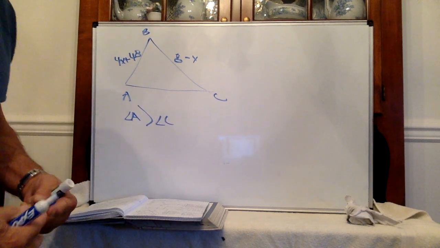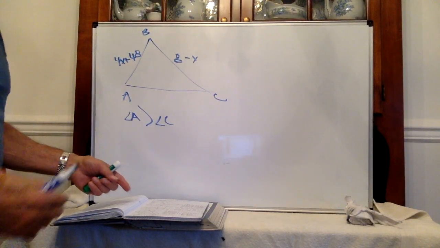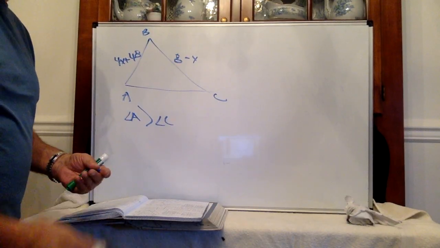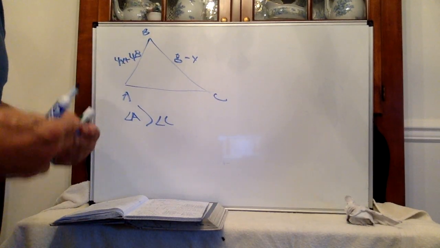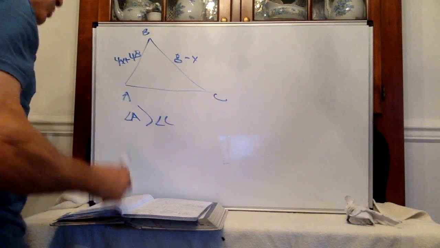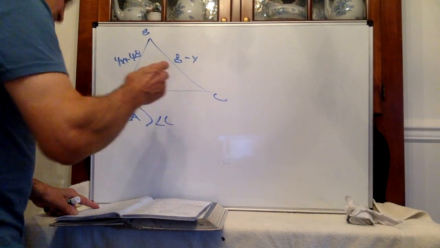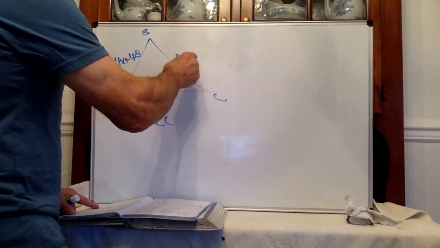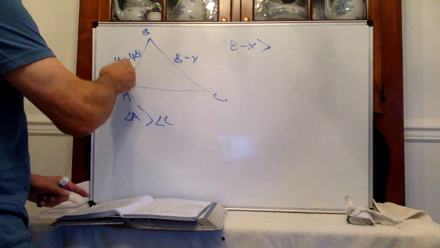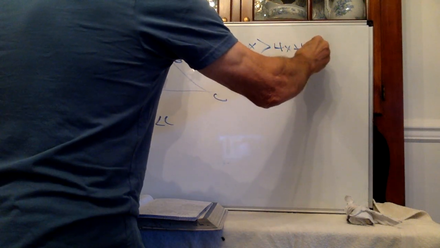So this is that converse ITT. This was the theorem that said if sides or angles are unequal, then their opposite sides or angles are unequal in the same order. Since these angles are unequal, the sides opposite will be unequal in the same order. So I know for a fact, since angle A is greater than angle C, then the side opposite angle A, 8 minus x, has to be greater than the side opposite angle C, 4x plus 48.